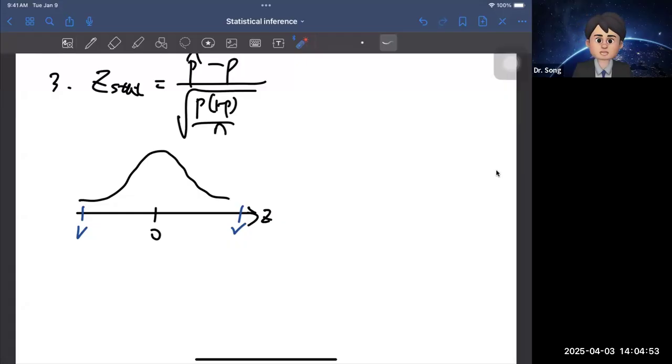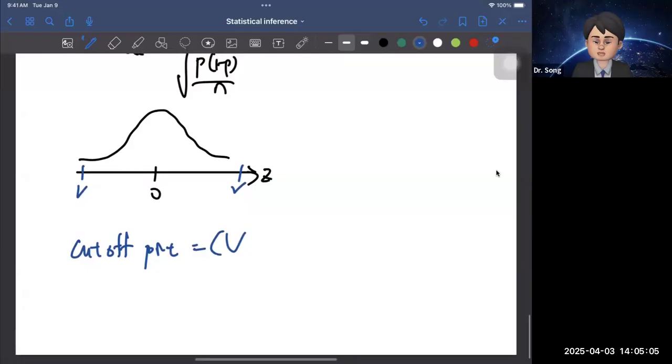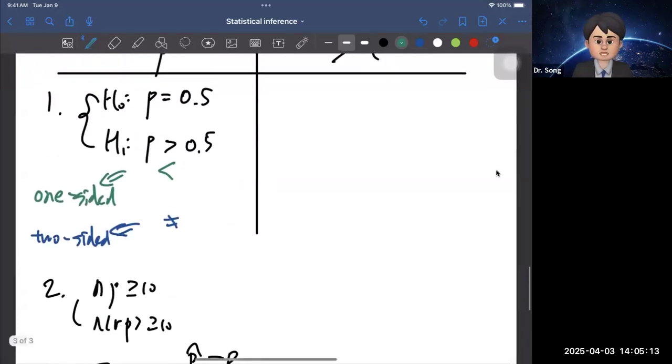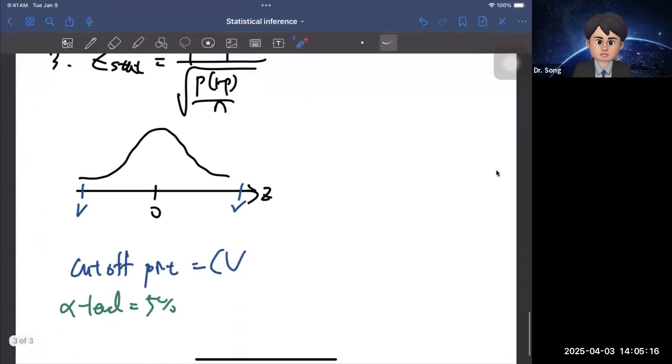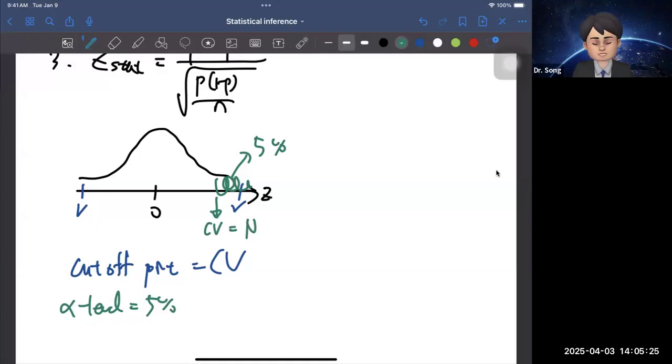In that case, we need to have a cutoff point. That cutoff point we call the critical value, which comes from the alpha level, the significance level. So let's say the alpha level is given as 5%. If the alpha level is 5% and the test is one-sided like this, then this shaded area is 5% and that value is the critical value. It's the same as before when you calculated the confidence interval, using norm.inverse with 0.95, mean equals 0, standard deviation 1, and then you get the critical value.